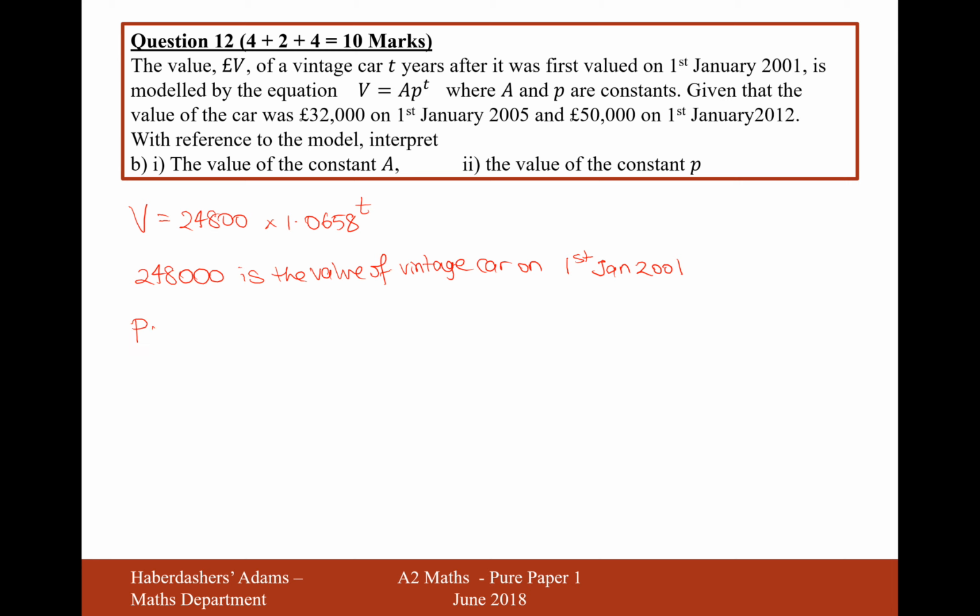And find the value of the constant p. p is the proportional change in the value of the car each year. Or in other words, there's a 6.58% increase. So there we are, that's the answer to part B then.